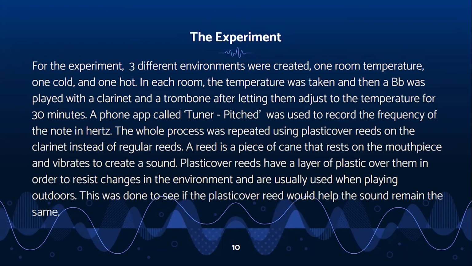So for the experiment, 3 different rooms were created. One was room temperature, one was cold, and one was hot. In each room, the temperature was taken and a B flat was played with the clarinet and a trombone. After letting them adjust to the temperature for 30 minutes, the frequency of the B flat was recorded using a phone app, and then the whole process with the 3 rooms was recreated with the clarinet with plastic cover reeds instead of regular reeds. Plastic cover reeds are reeds that have a layer of plastic over them in order to resist changes in the environment so that it's easier to play outdoors.